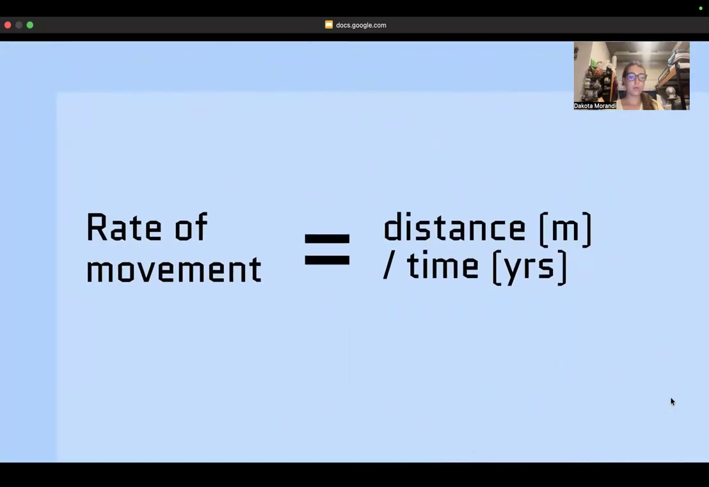So here's the equation for the rate of movement, which is just distance over time. And in this case, it's usually meters over years since we were talking about long geologic time periods and large measurements such as big rocks, mountains, stuff like that. But this equation can be used for many different things and you can play with the units and everything.